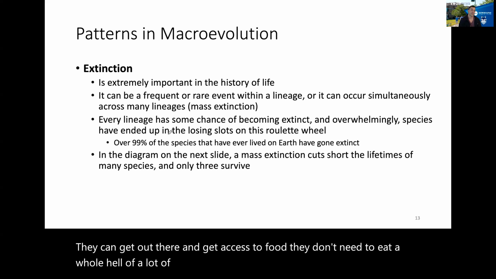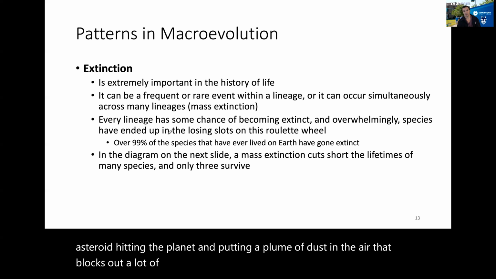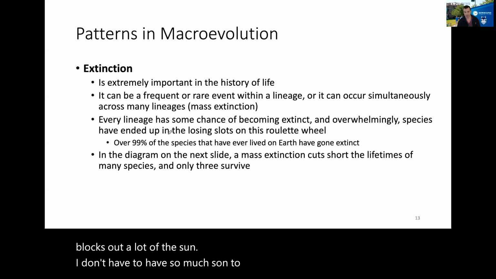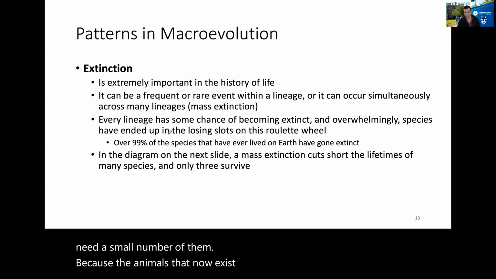So even if we have an extinction event like an asteroid hitting the planet and putting a plume of dust in the air that blocks out a lot of the sun, I don't have to have so much sun to have all the plants flowering. I only need a small number of them, because the animals that now exist are a heck of a lot smaller.